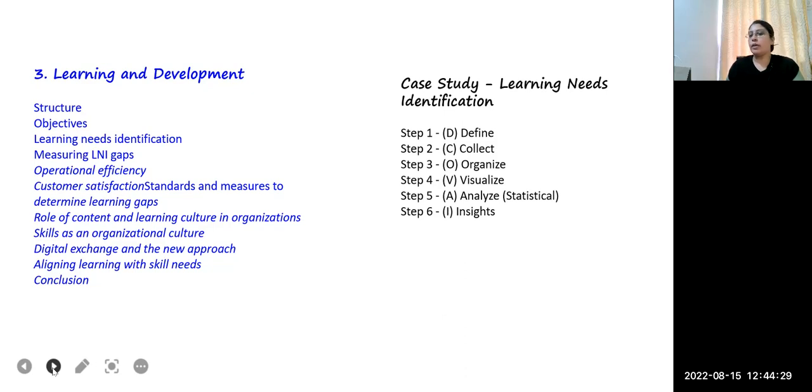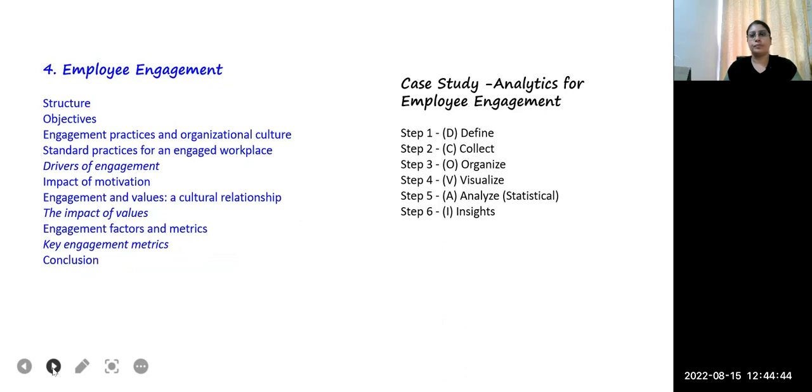And when we look at the case study covered here, this would be a real life example on learning needs identification using numbers to optimize which person needs which learning intervention. So yes, every chapter has these 2 parts.